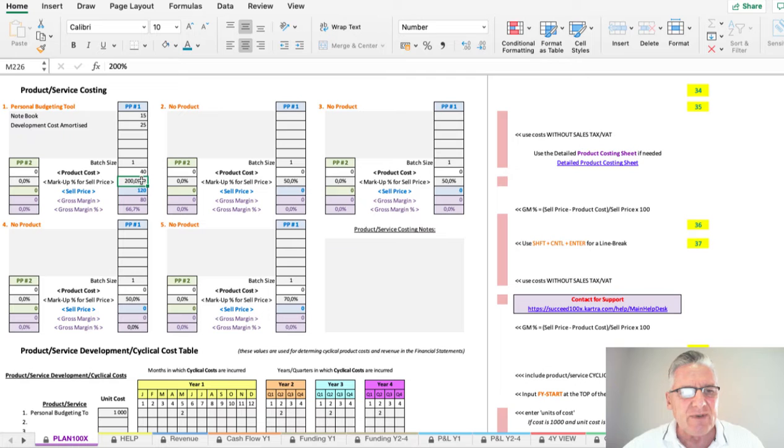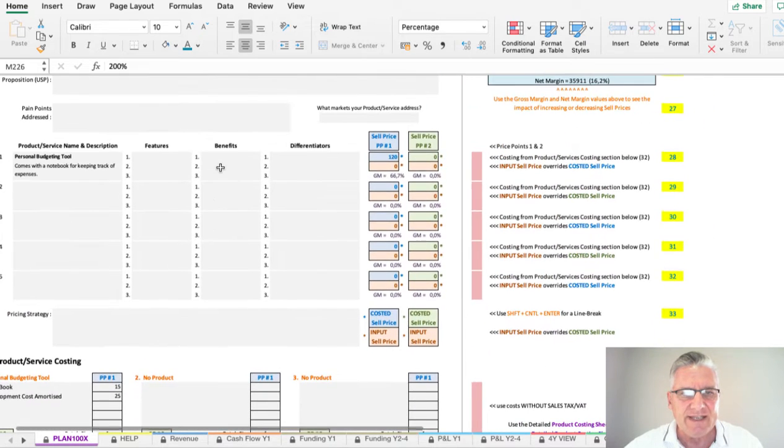So the next item to input, remember the gray cell here, is 200%. I've used 200%, which is not a bad margin for a digital product, and giving us a sell price of 120. Now, if you remember, this 120 is the calculated sell price sitting up top here. That's where that comes from.